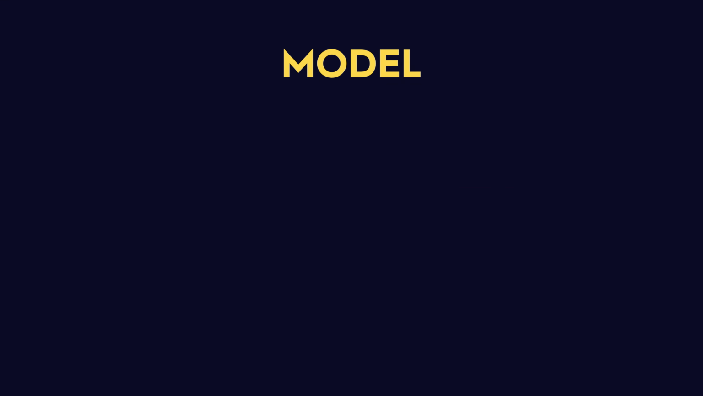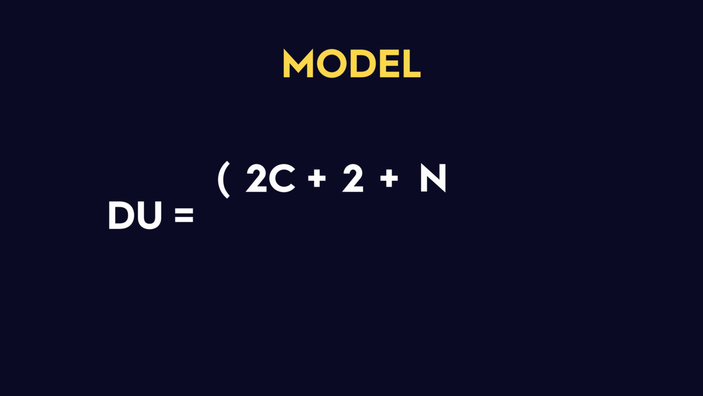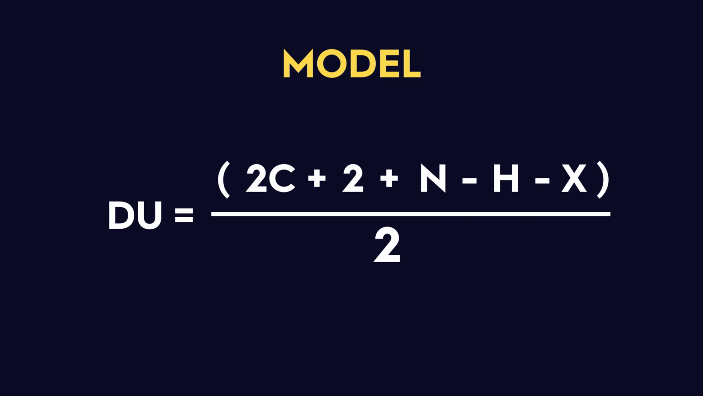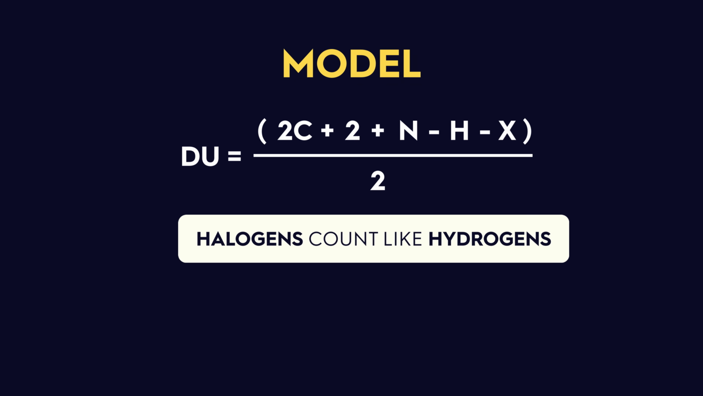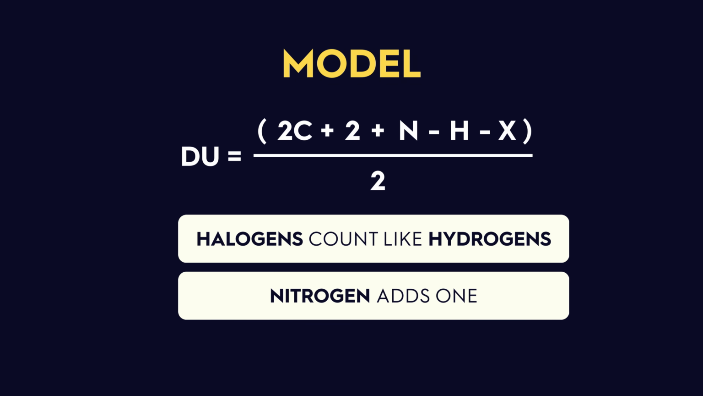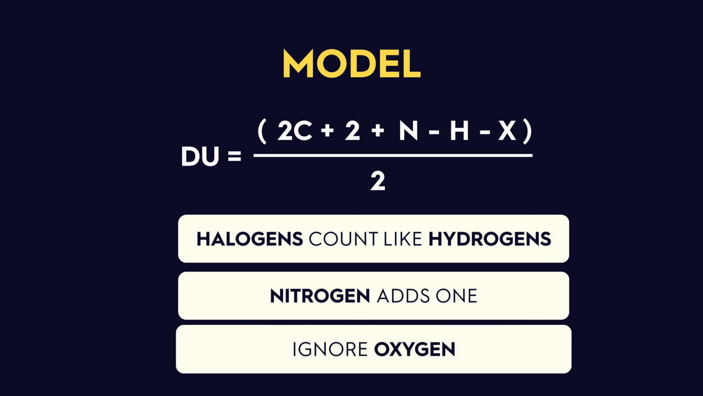Here is the working model. Degrees of unsaturation equals, open parenthesis, 2 times the number of carbons plus 2 plus the number of nitrogens minus hydrogens minus halogens, close parenthesis, all divided by 2. Halogens count like hydrogens. Nitrogen adds 1 to the total. Oxygen does not change the count.